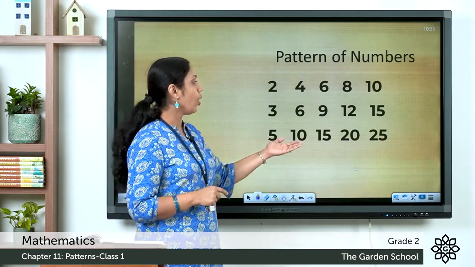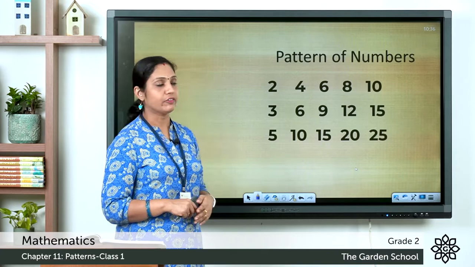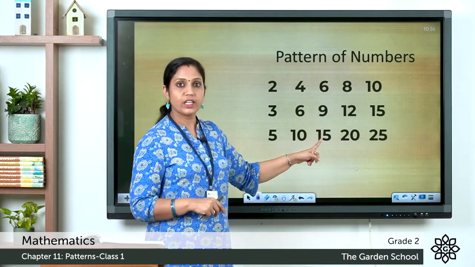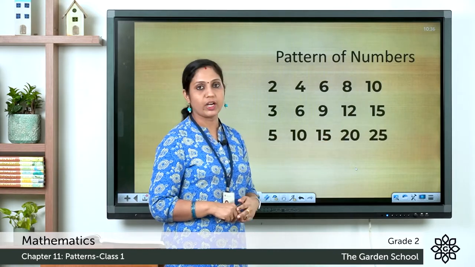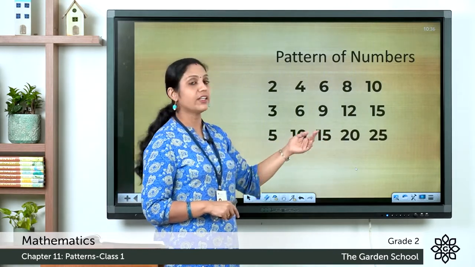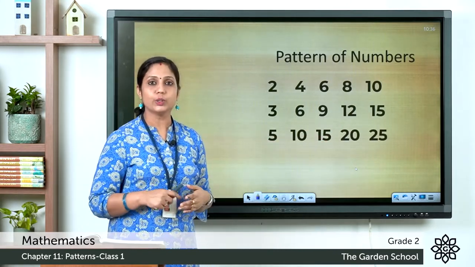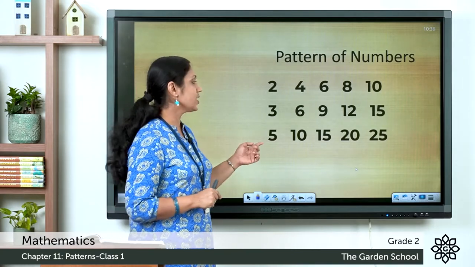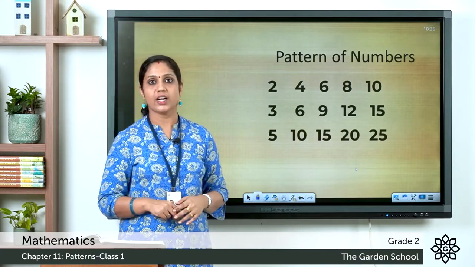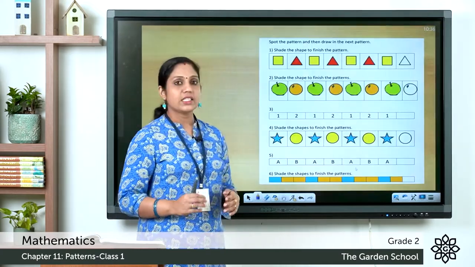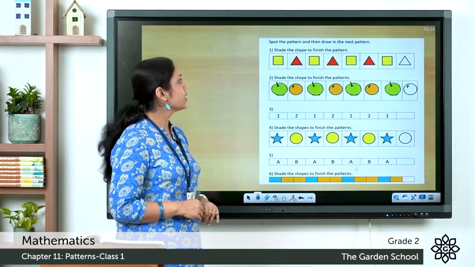So let's see whether all the numbers are increasing by 5. Do we get 10 plus 5, 15? Yes. 15 plus 5, 20. 20 plus 5, 25. So we can say that these numbers are increasing by 5. Or also, we can say that these are the multiples of 5. So this is how the patterns in numbers are arranged. So let's have a look at some of the examples.